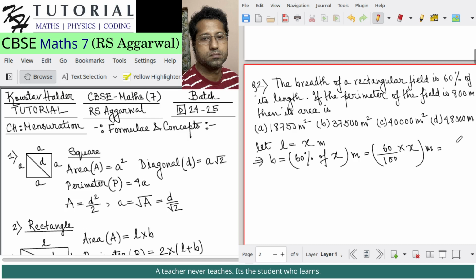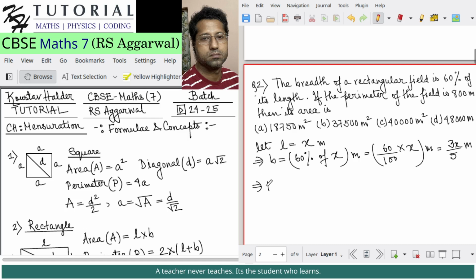And this is equal to, after simplifying 60 by 100, it will be 3 by 5. So this is 3x by 5 meter. Breadth is 3x by 5 meter, and as per our assumption, length is x meter.